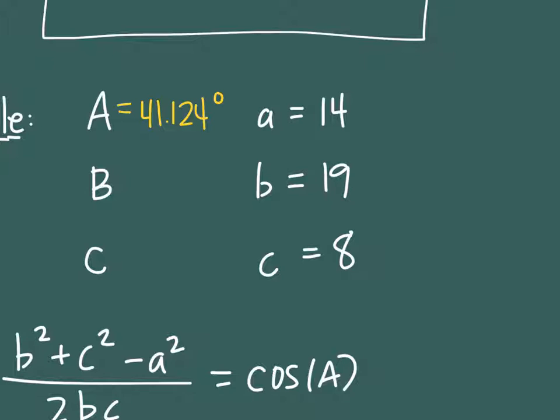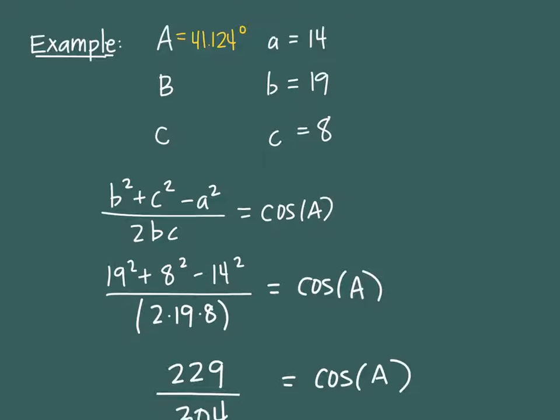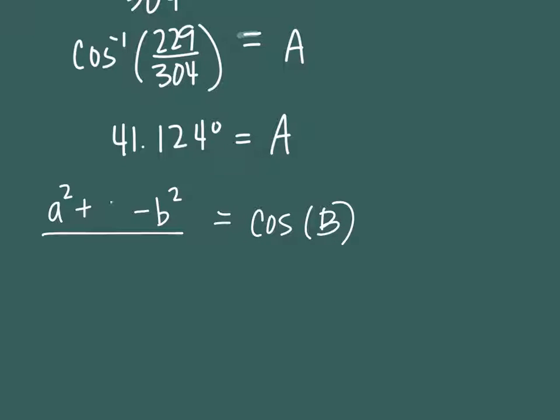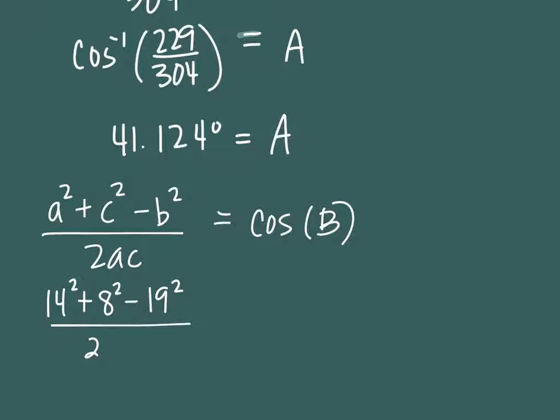Pick a different one. So we've got B or C left. And so you just decide what you're going to do. She wants B, okay? All right, so let's do B this time. If we're going to do cos B, then we've got to make sure that in our fraction, the minus part is the B part. So that would be A squared plus C squared minus B squared over 2AC. So the order for that would be 14 squared plus 8 squared minus 19 squared over 2 times 14 times 8. And that's equal to cos B.